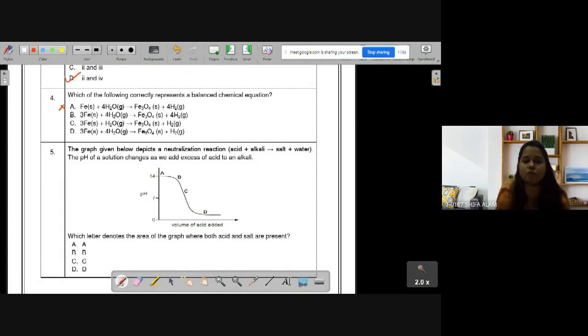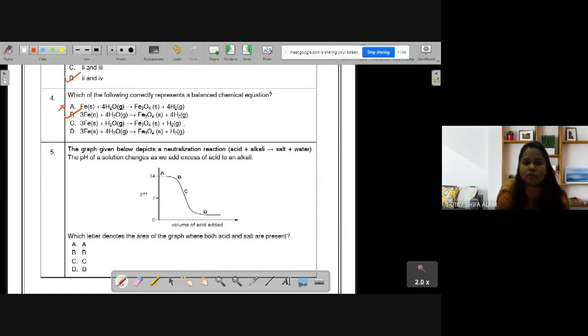We move to the next option. We see there are 3 iron here. Yes, 3 iron is on the right hand side as well. Hydrogen is 8, hydrogen is 8, oxygen is 4, oxygen is 4. This seems to be the correct option. And if we further check C and D, we find that iron is balanced in C.